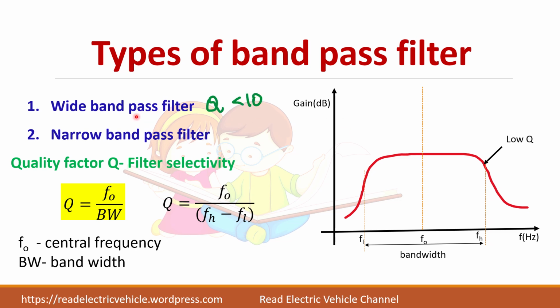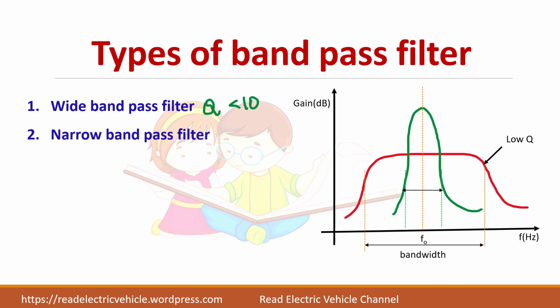In the case of a wide bandpass filter, the quality factor will usually be less than 10. And we can write the central frequency F0 equal to the root of FH into FL. In this case, you can see this green one has a narrow bandwidth, or the bandwidth is very small. So we call it a narrow bandpass filter. This is said to have a high quality factor. Usually the quality factor can be greater than 10.